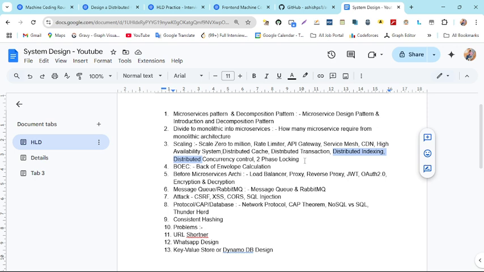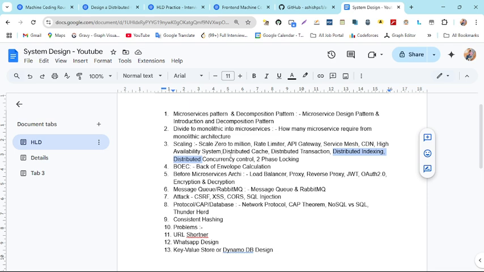In distributed concurrency control there are two types of locking. First is optimistic locking, then second is pessimistic locking, right? We will discuss what optimistic locking and pessimistic locking are, and there is also two-phase locking. We will cover all of this in the scaling part.